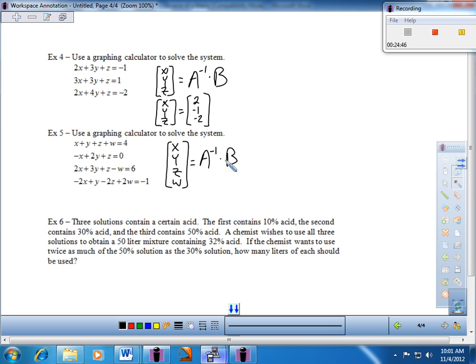So enter in a 4x4 matrix A, then enter in a 4x1 matrix B. Once you have those, again, just that mantra for the day, A inverse times B. And let's see what happens. So please pause the video and then come on back and I'll write the ordered quadruple on the board.